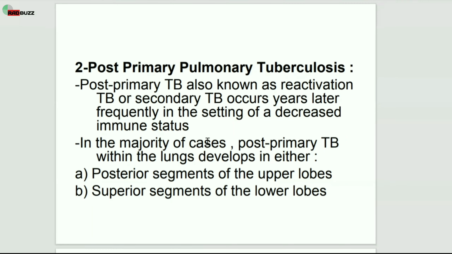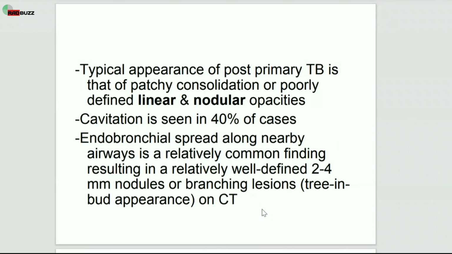In the majority of the cases, the TB will develop in the posterior segment of the upper lobe or the superior segment of the lower lobe. So that will be around the fissures somewhere in the upper lobe or the lower lobe. If it's lower lobe, it will be in the superior segment. So it will be more towards the upper side of the lung, and typical appearance will be patchy consolidation, poorly defined linear nodular opacities. In 40% of the cases, we do see cavitations.